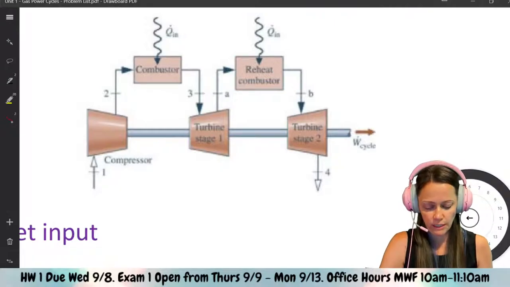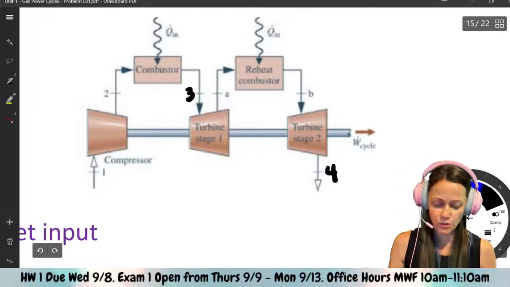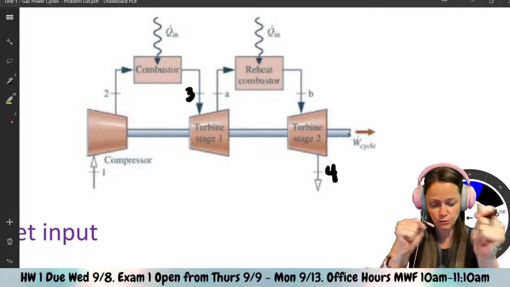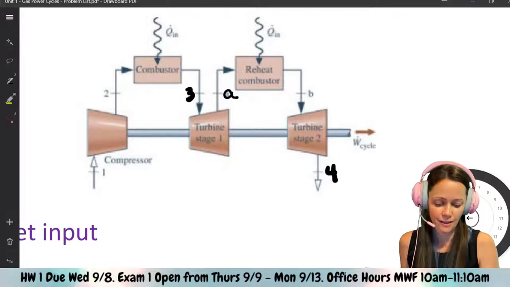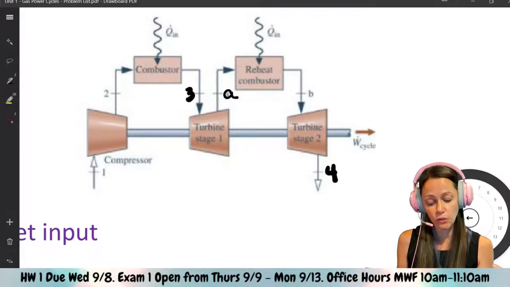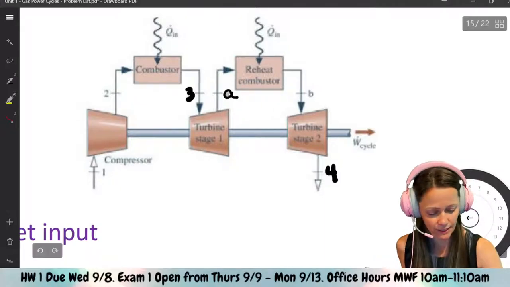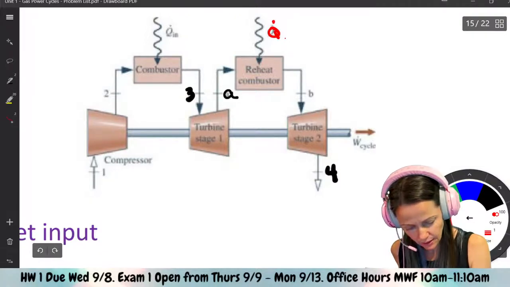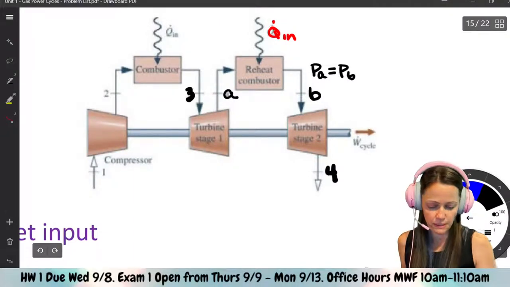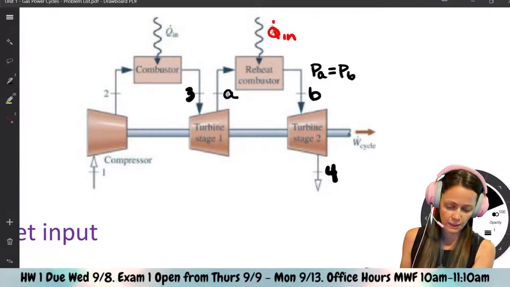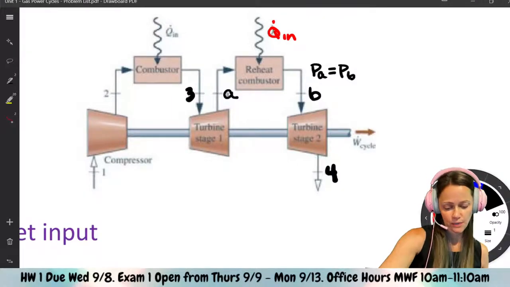The numbering that they've got on here is odd, but it's 3, 4, because they're trying to indicate that instead of going from 3 to 4 in one step, we're dividing it up. Our first expansion goes to pressure A, and then we have this reheat combustor. So it's a combustion process, but once again, we're modeling this as a simple heat addition process. So there's your, I'm going to write it in red, Q dot N. And then, of course, your pressure PA and PB would be the same, but your pressure P4 would be less than P3, right? So your pressure goes down from 3 to A, stays the same A to B, and then goes down again from B to 4.